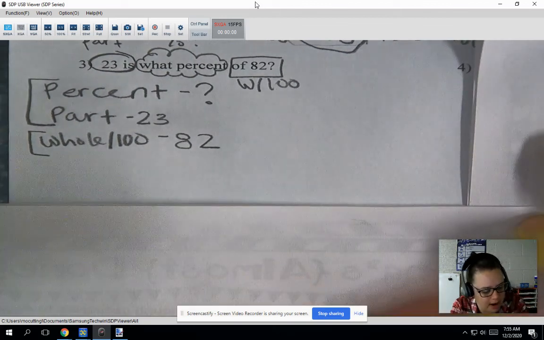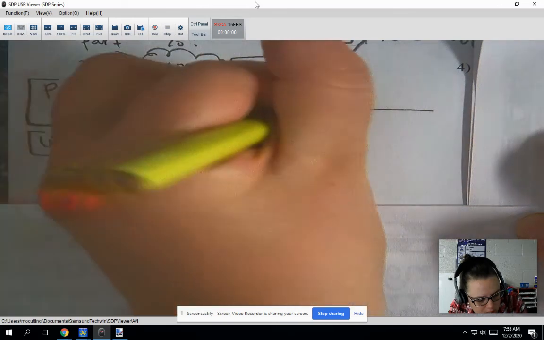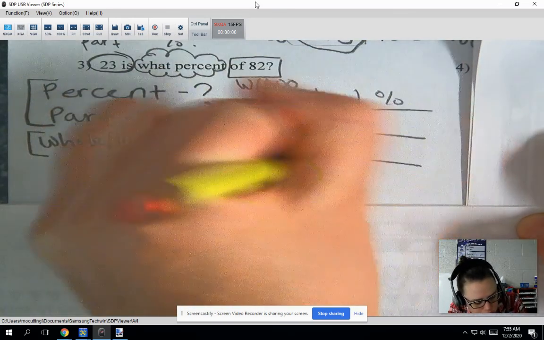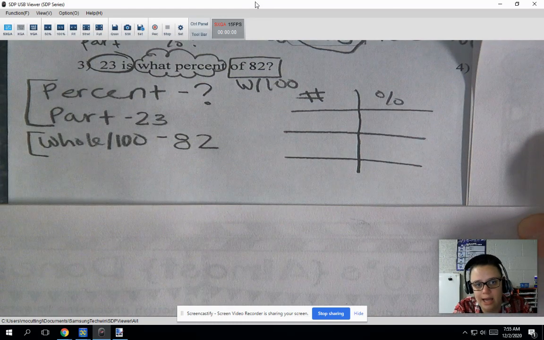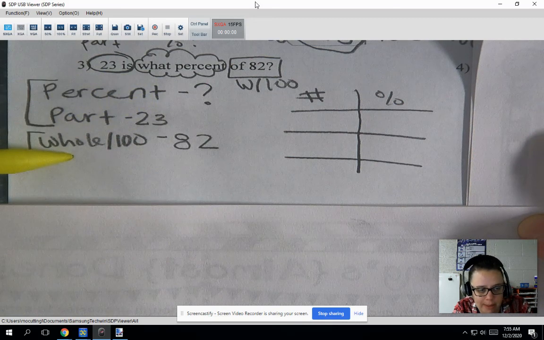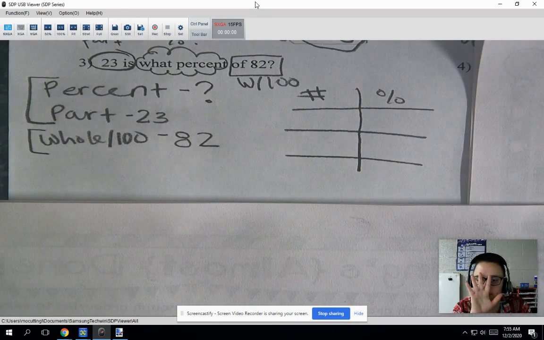So then from there, we're going to set up our table. My number and my percent. Okay, I am going to have you pause me again and try to set that up on your own. We don't have both of these pieces, so I can't start with that. But I know that my whole goes with 100%. Okay, so pause.